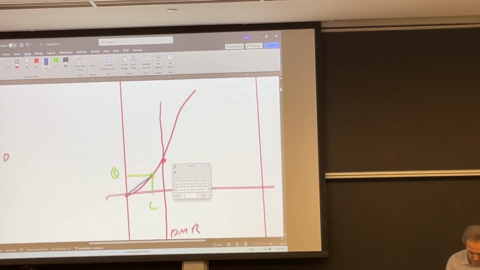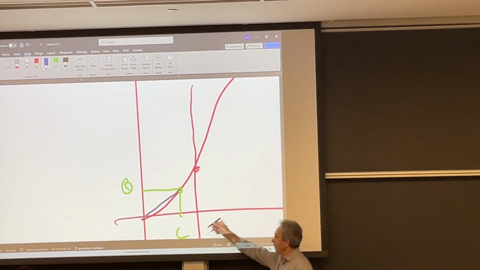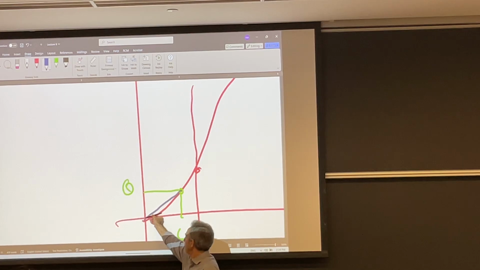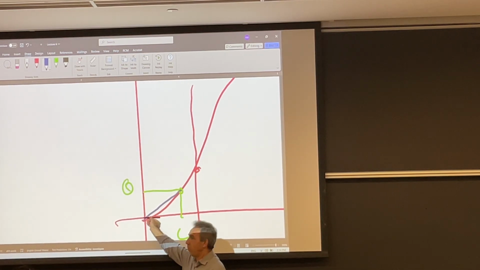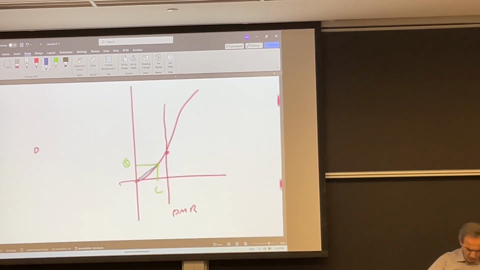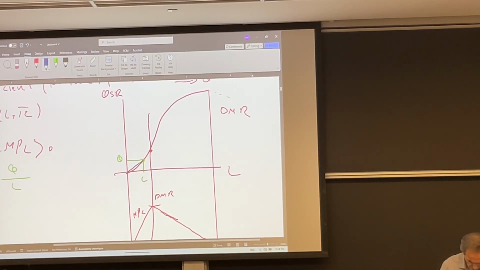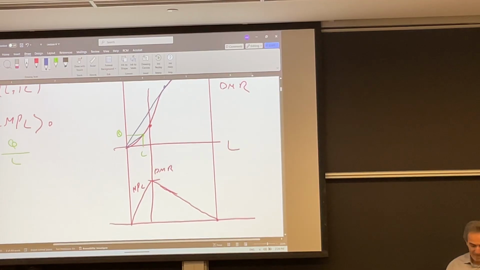So, if you look at APL, what is happening to it? See that it is rising. Start from a very low point, rises. APL is rising all the way to where? All the way to 10. See, APL is rising, going up, all the way to this point. That is the highest APL you find. That's the highest average.